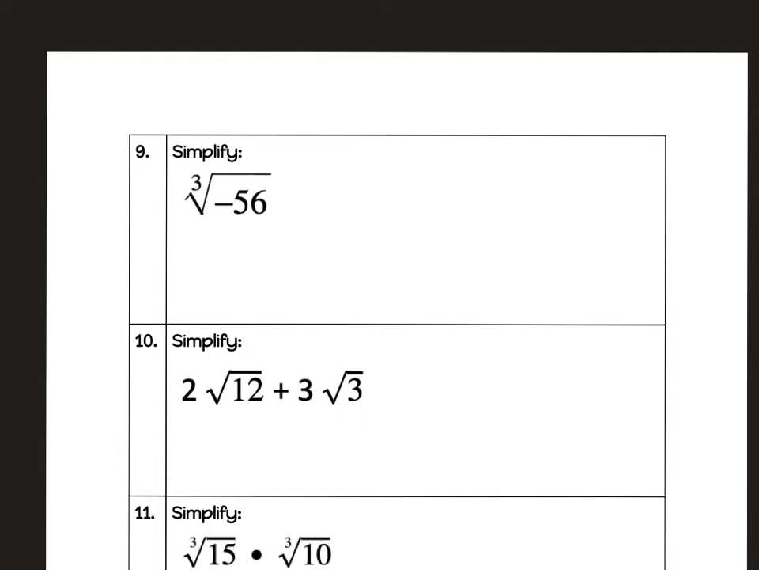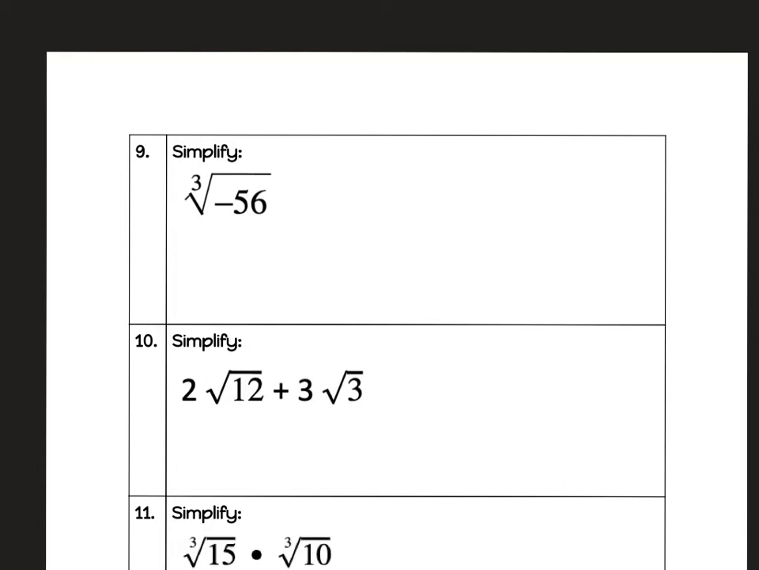So inside the radical sign, we have negative 56. We need to think of perfect cubes. So 2 cubed gives me 8. Let me see if 8 can be divided by 56. It can.